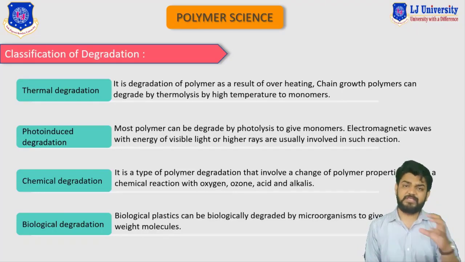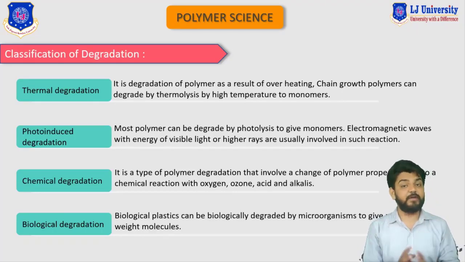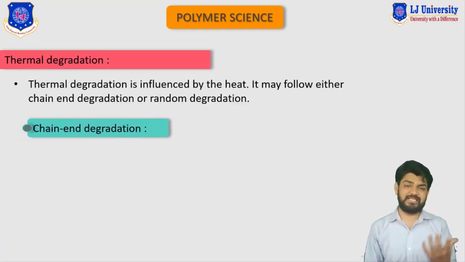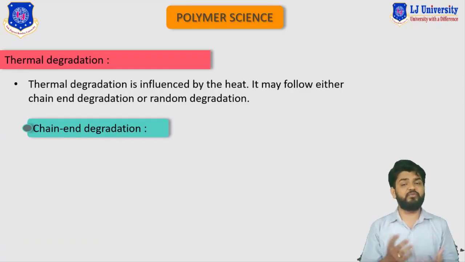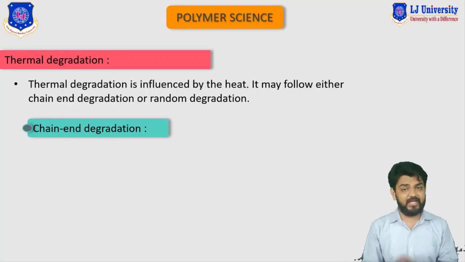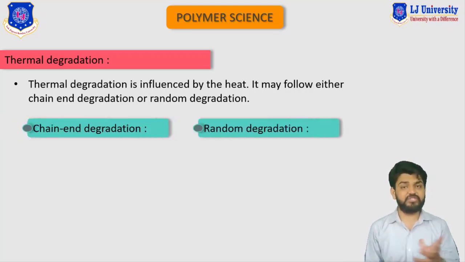Now let's specifically focus on thermal degradation first. Here on the screen you can see that thermal degradation may follow either of two routes. It can be the chain end degradation process, or it can be the random degradation process. Now let's see how these two phenomena are covered by the thermal degradation process, or how the polymer actually degrades with the application of heat.